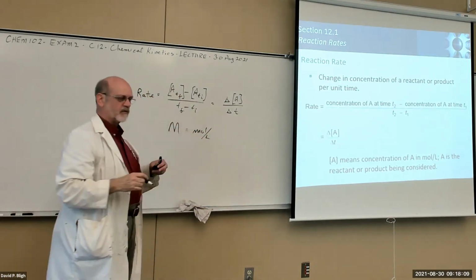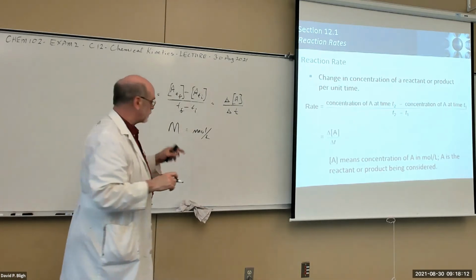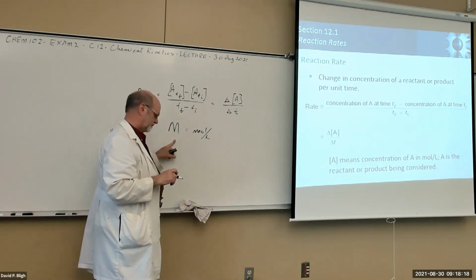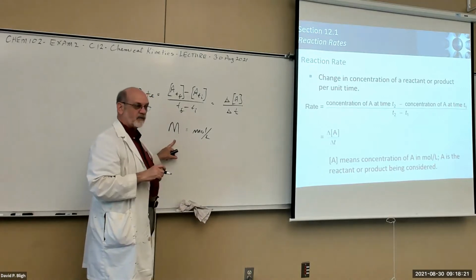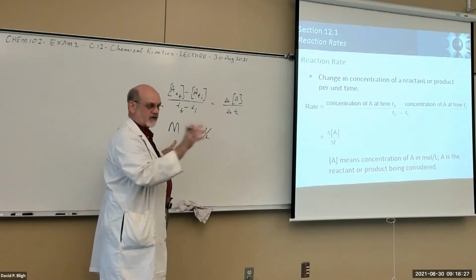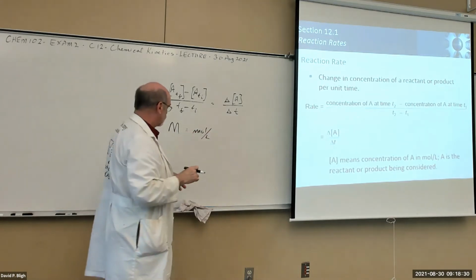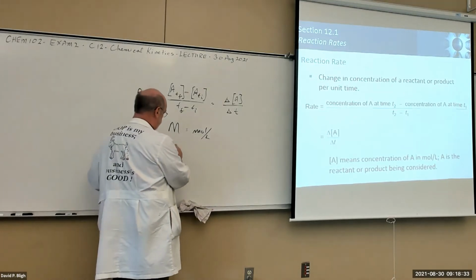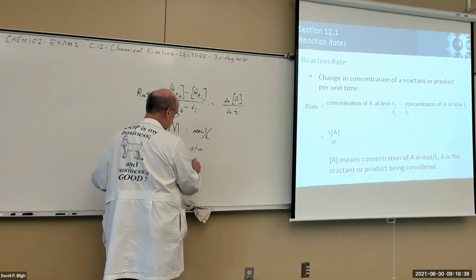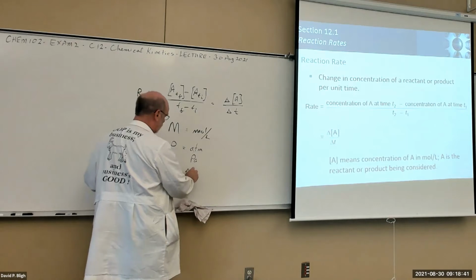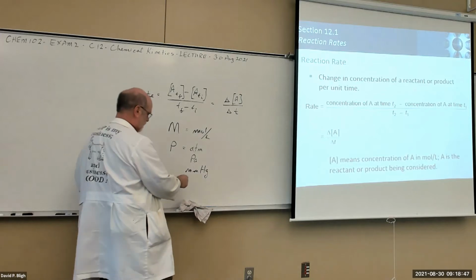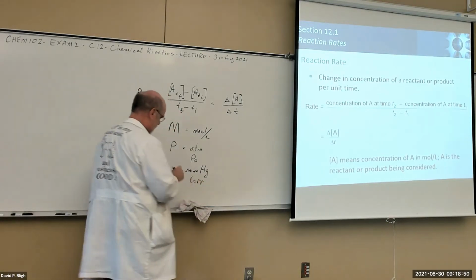But sometimes, especially when we're working with reactions with gases, we'll use partial pressures of the reactants. Remember Dalton's law of partial pressures? The total pressure is the sum of the partial pressures of each of the gases that make up the total. So you can look at the partial pressure, and that might be in atmospheres, pascals, millimeters of mercury, or torr. Any one of those will do.